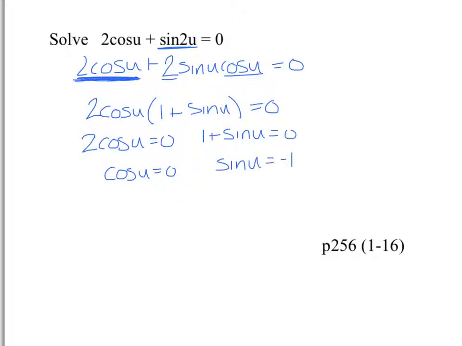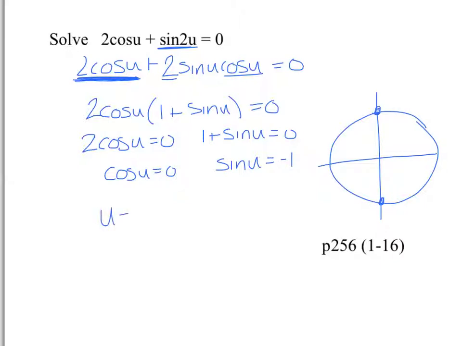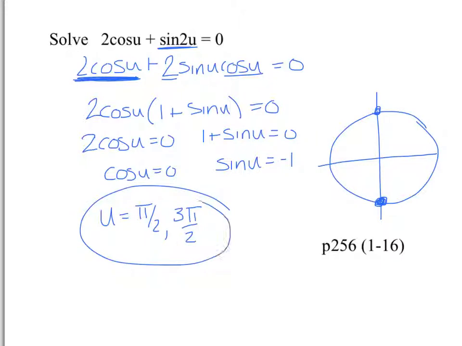And now I'm trying to figure out when does this happen. When does cosine of u, what angle does cosine equal 0? And it's going to happen here and here. So u equals pi over 2 and 3 pi over 2. And then sine is the y value, and y equals negative 1 when you're down here, which we already have. So here's my answers for that.